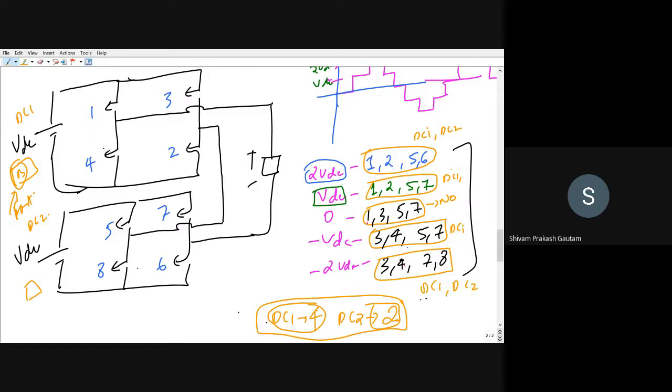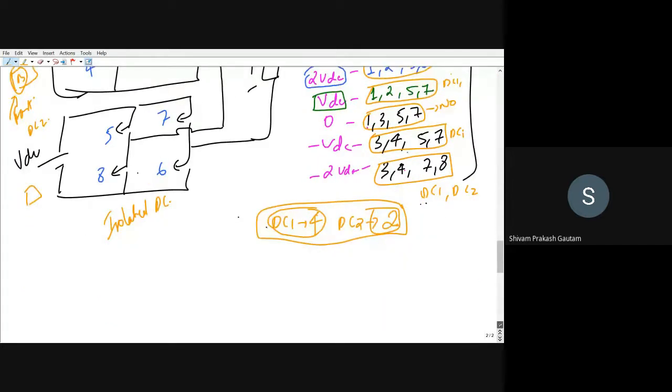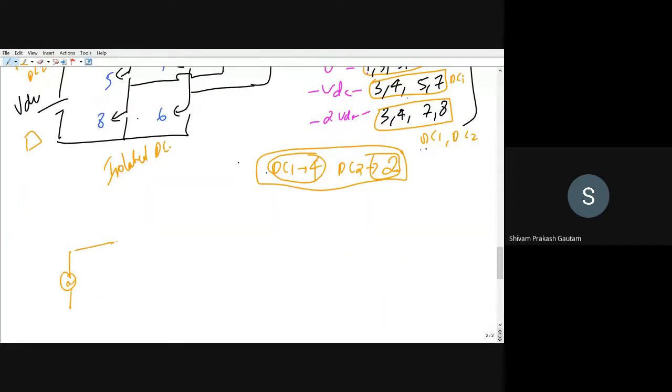And in this cascaded H-bridge, generally isolated DC sources are provided. Isolated DC source means you can take the example of a battery. Or if you are using a capacitor to divide the voltage after the rectifier. Suppose you have an AC source here and then you are using a rectifier and generating a DC. Then 2 capacitors will be needed. The first will go to the first H-bridge, the second will go to the second H-bridge. This also you can do.